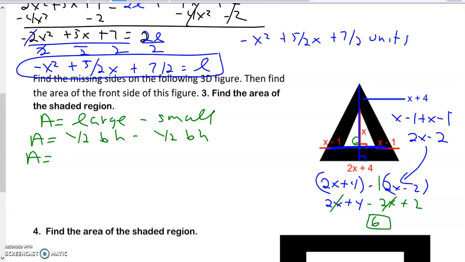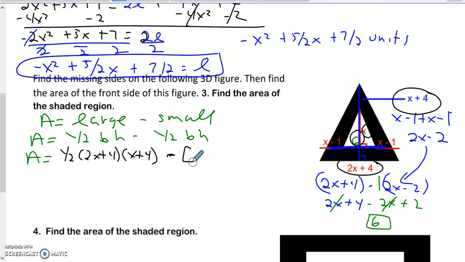So I get my large dimensions, that would be this and this. So I'm going to do 1/2 base 2x plus 4 and x plus 4. To get my small one, which is why I had to get that 6, I needed to know how tall the small bottom is. I know the base and the height is x and 6.